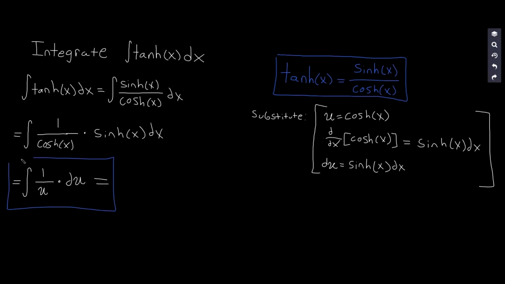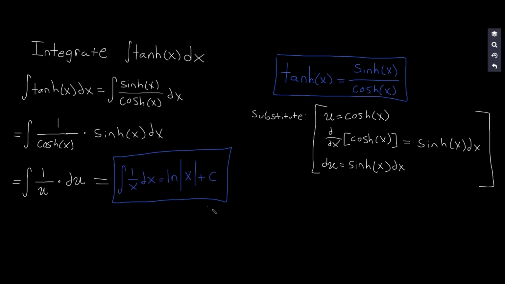The integral of 1 over a variable is a special case of the power rule, and we're going to apply the logarithmic rule for integration. Let me show you what that looks like. The integral of 1 over a variable, in this case x, with respect to x is going to equal the natural log of the absolute value of x plus c, of course, because this is an indefinite integral.